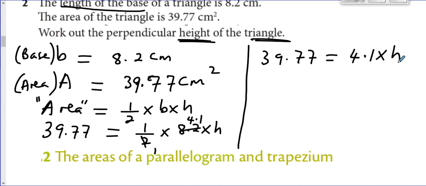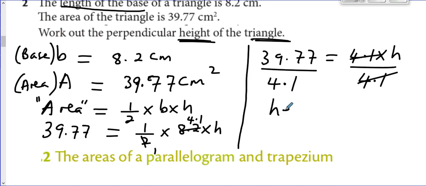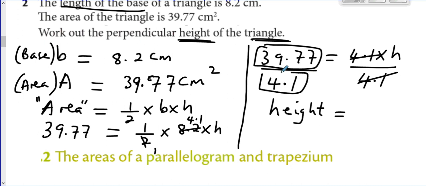To find the value of h, you have to divide by 4.1 on both sides, and this will be cancelled. So the height, or the perpendicular height, will be equal to, take this number, divide by that number using a calculator. The answer you get will be your height, in centimeters. That is your height.